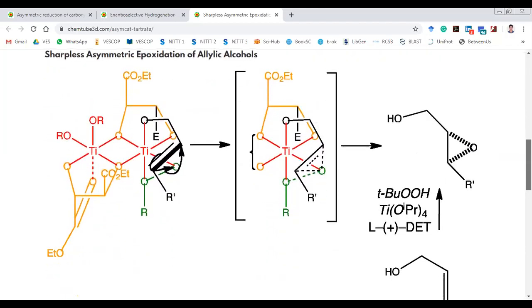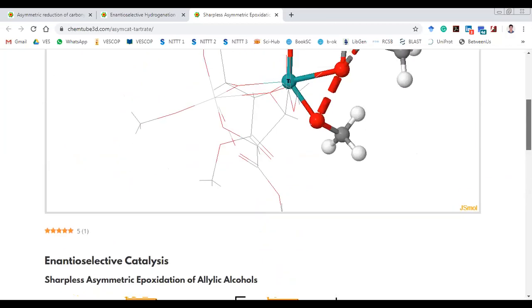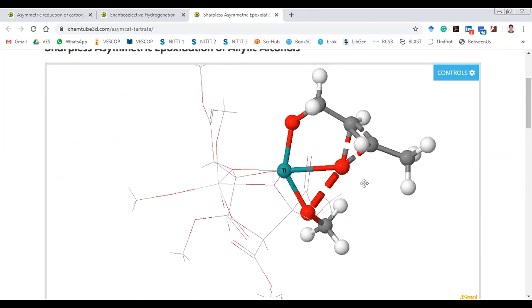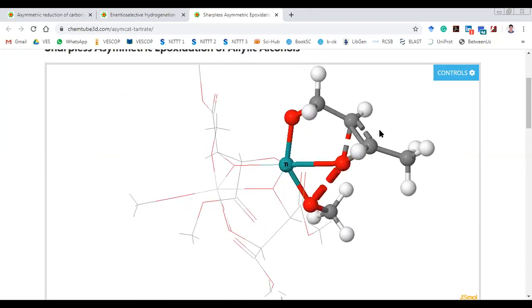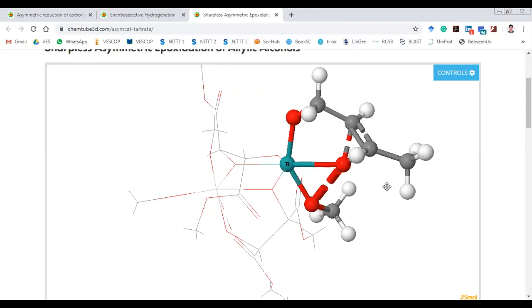This is the isomer when you are using the dextrorotatory form of diethyl tartrate here. If you were to use the other form of the diethyl tartrate, that is the levorotatory or the D form, the epoxide formation would be from above. The molecular complex would be such that the oxygen would be added from the top face of the alkene in this case. We'll return back to the slide now.